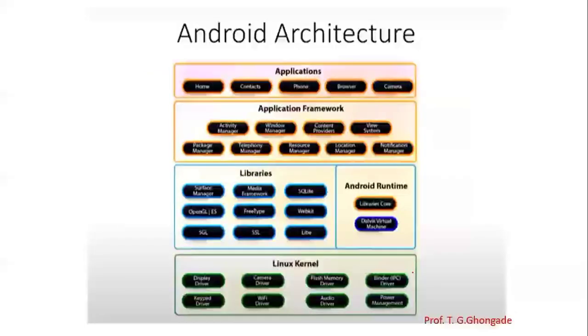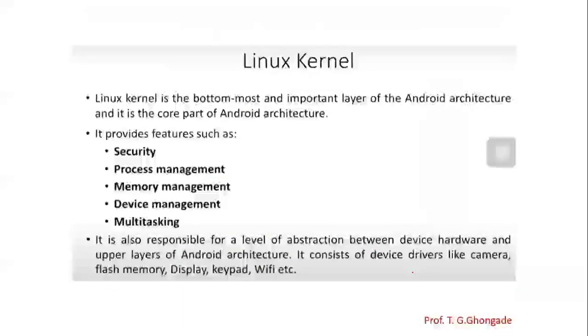Now let's talk about the particular architecture of Android in detail. First, we talk about the Linux kernel. So what is it? The Linux kernel is the bottommost and important layer of the Android architecture, and it is the core part of Android architecture. As I told you, all the core functionalities are resident within the Linux kernel.